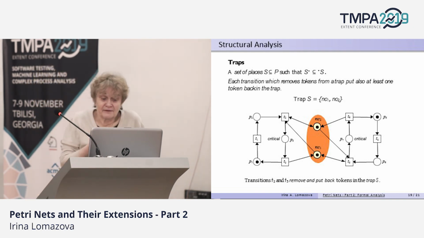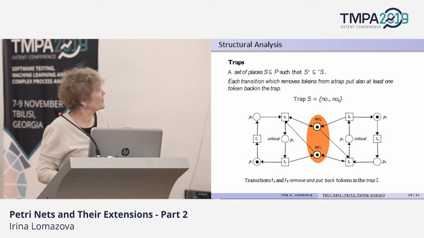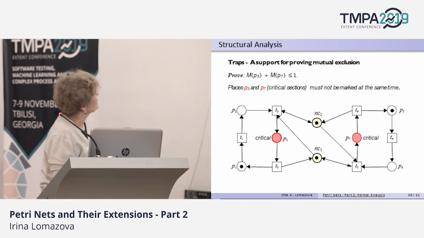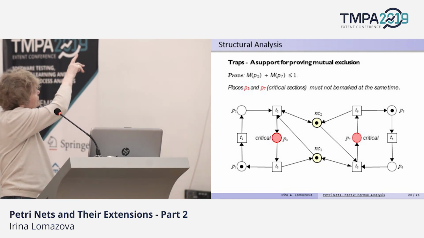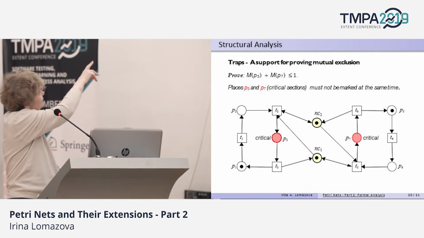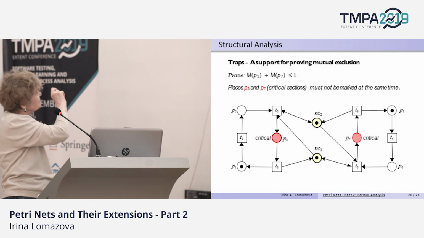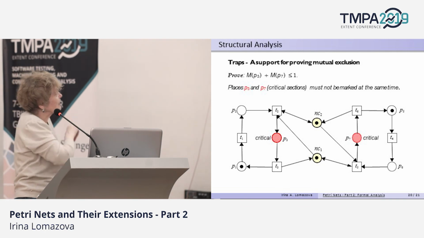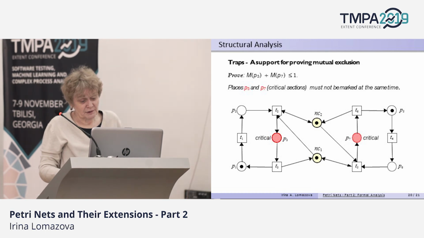Together with place invariance, it helps us to deduce helpful properties. So here we have, for instance, a proof that we can show first. We would like to prove that we will not have tokens in P3 and P7 simultaneously, and so we use this trap together with place invariance for proving this property.